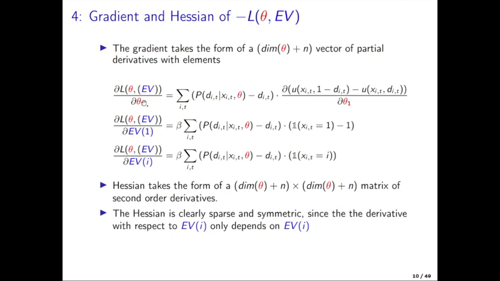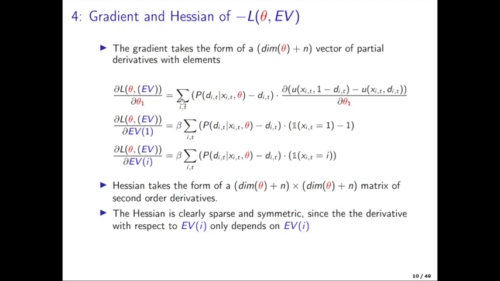Now, the gradient here takes the form of a dim theta plus n vector. So if you have two structural parameters, RC and C, and then five transition probability parameters, then you have 2 plus 5, that's 7 structural parameters, and then there would be n grid points because EV is discretized into n different grid points. So in that case, you would have 182 parameters or variables that you have to differentiate this objective function with respect to. Now, this vector of gradients has a block diagonal structure.